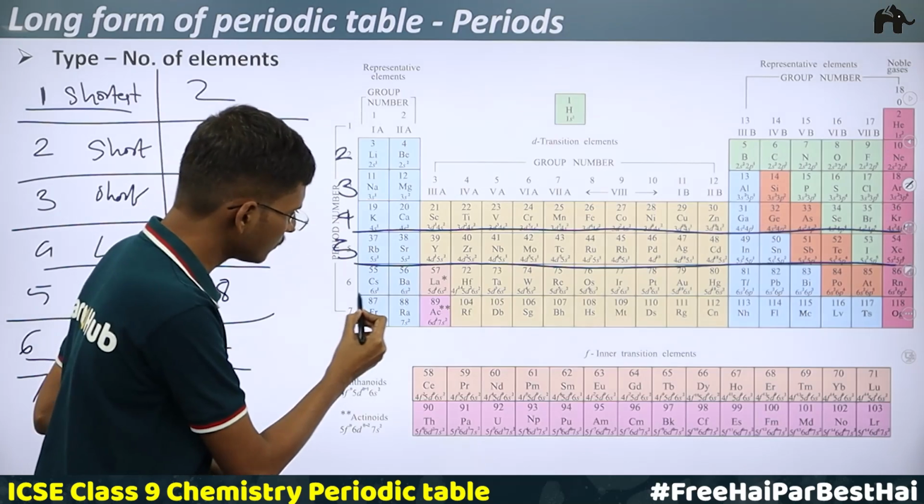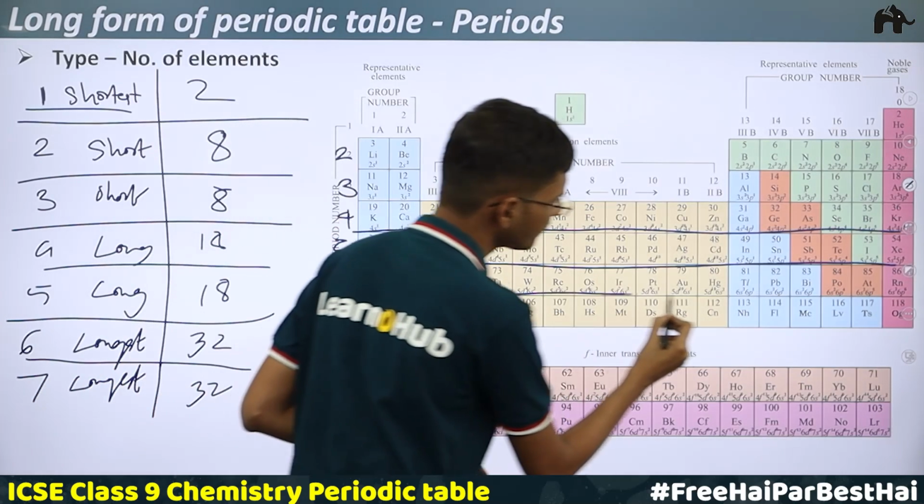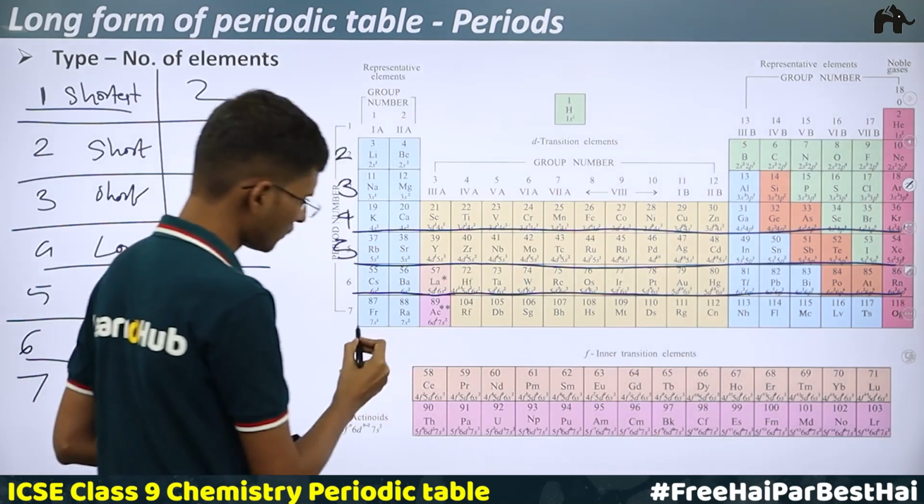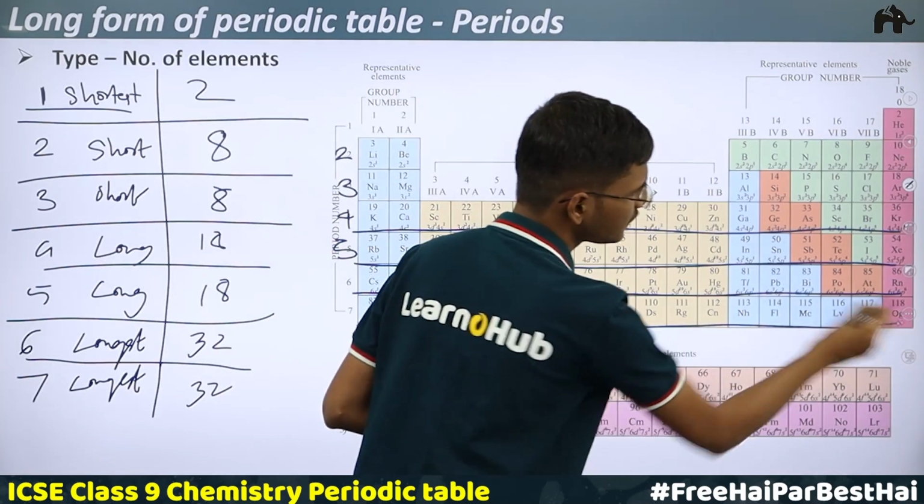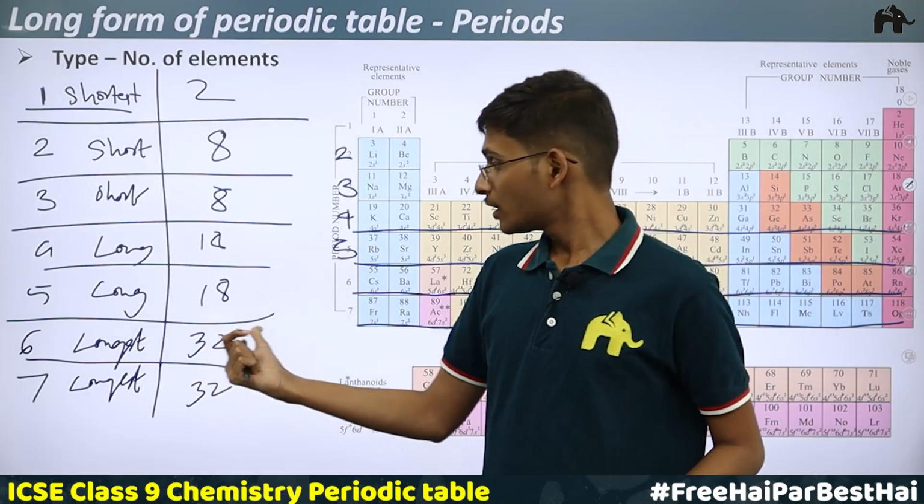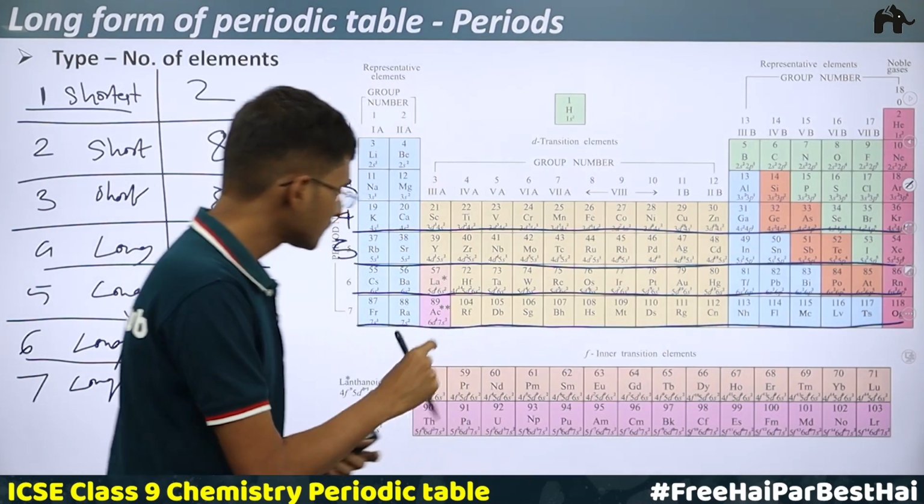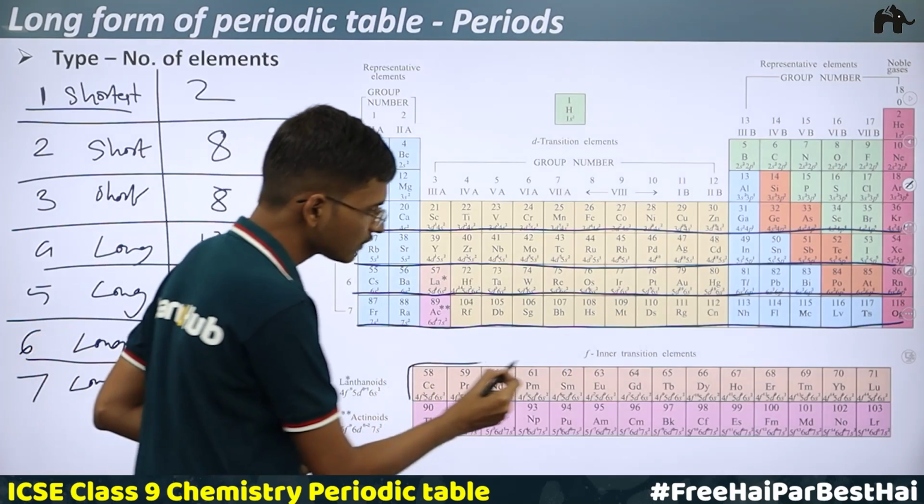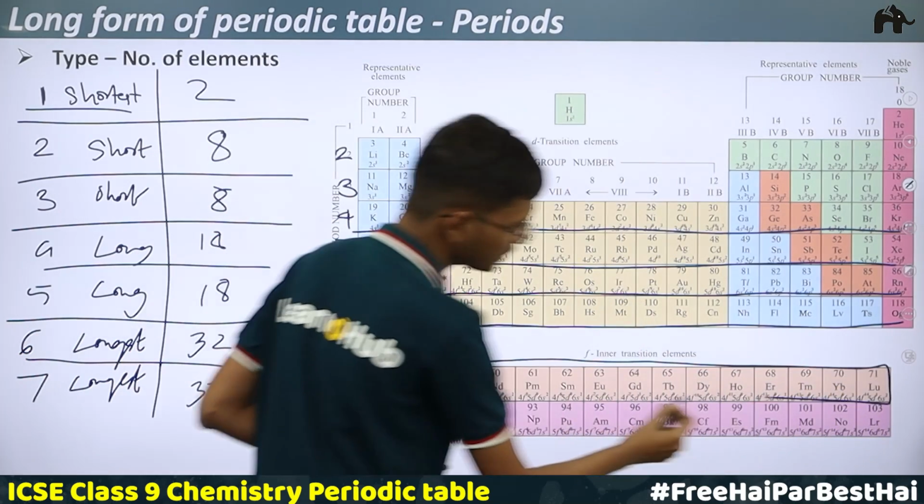And if I count the number of elements in the 6th period, it's 18. Number of elements in the 7th period, it's 18. So why have you written 32 elements here, sir? Why so? Because you would have missed the remaining 14 elements each in those periods.